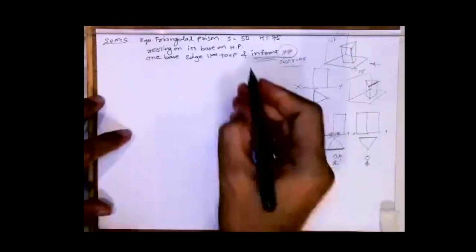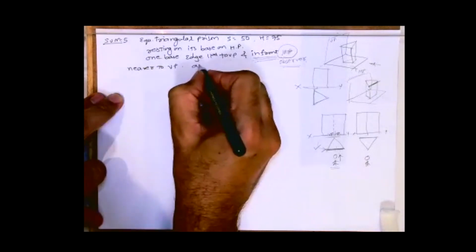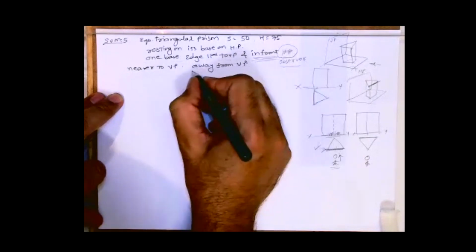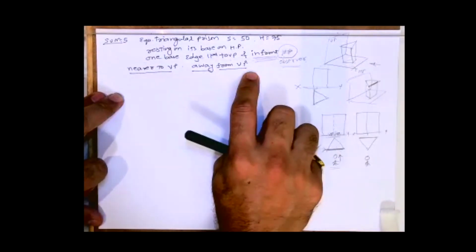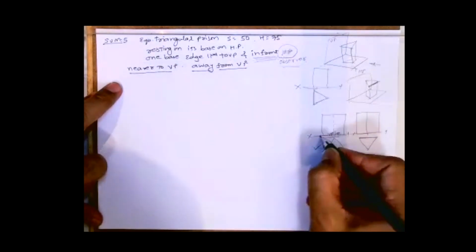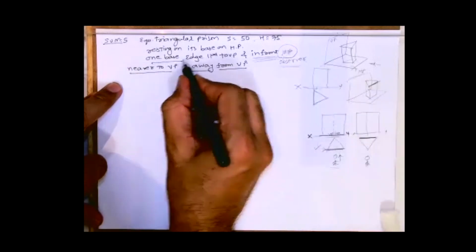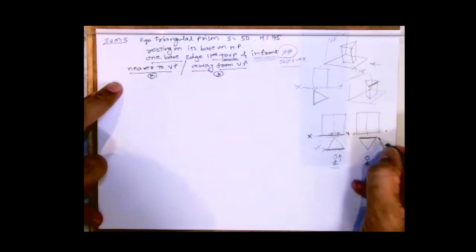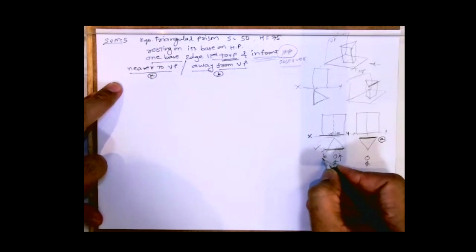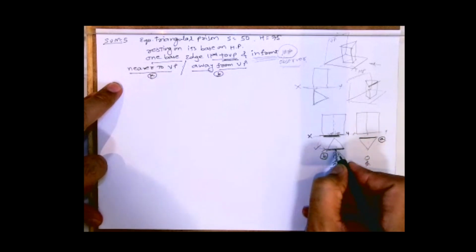But we will put it this way. In front, if I use this word, nearer to VP and away from VP. See, why I'm stressing this right now is because in the next few sums, we'll have such language: nearer to VP, away from VP. That will help you. So in this case, we have two conditions. I'll write A and B. This one is nearer to VP, and this B1 is away from VP. The edge which is parallel to VP is away from VP because it is nearer to the observer.